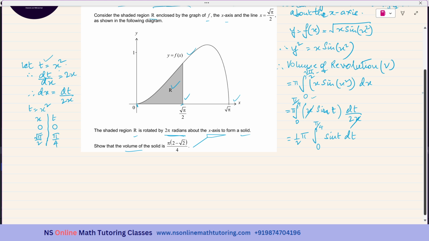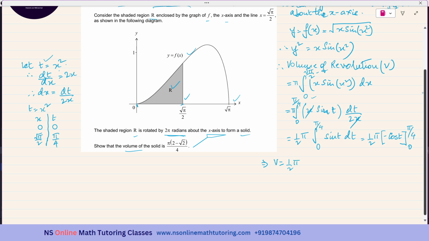Simple integration. So this is equal to half pi, integration of sine t is negative cos t. We will not be having the plus c because it is the definite integral, 0 to pi over 4. Okay. So this is equal to half times pi, or pi over 2.